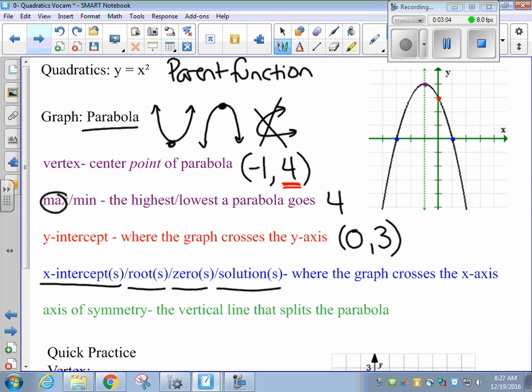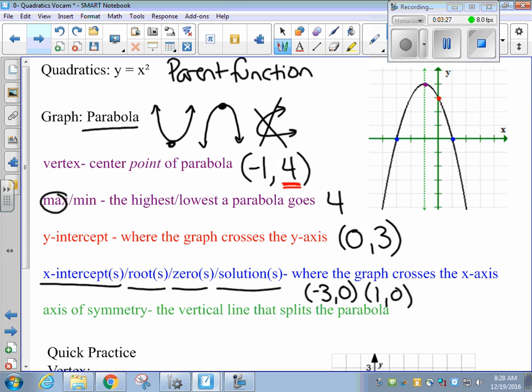Now, just like with linear equations, an x-intercept is where our graph crosses the x-axis. So you'll see this happens 2 times here, and it's labeled in blue on our graph. So we have an x-intercept at (-3, 0) and at (1, 0). Now, just as with linear equations, our x-intercept occurs when y is equal to 0.